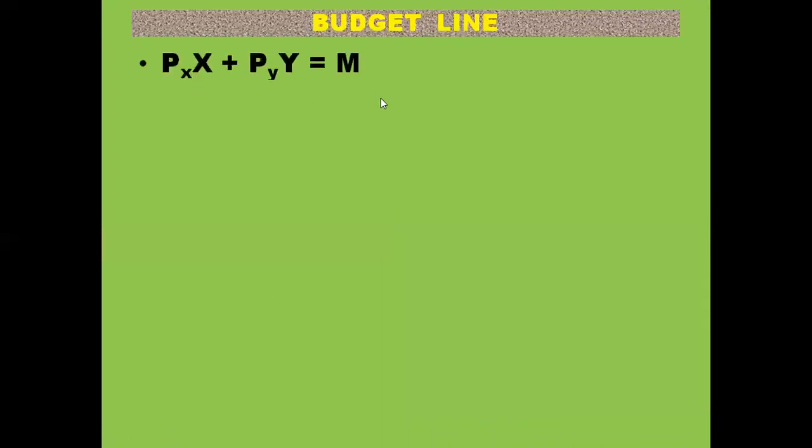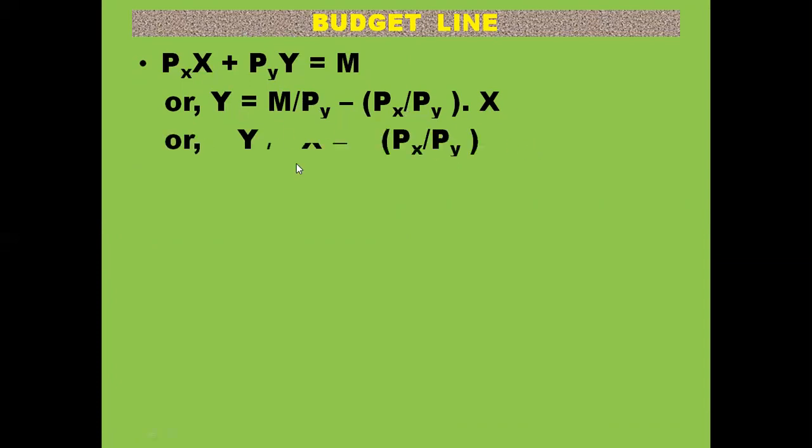Now this is a budget line equation. Now we take Px into X on the right hand side and divide by Py on all the sides. So we take Px into X here, so minus Px into X, divide by Py, so M by Py minus Px divided by Py into X. So this is simply simple mathematics.